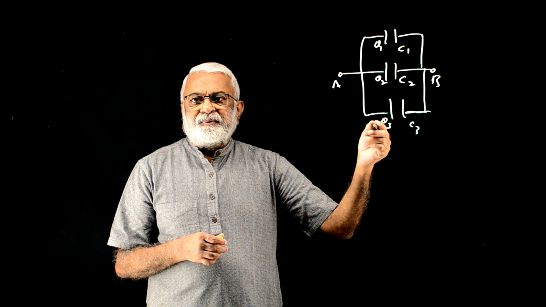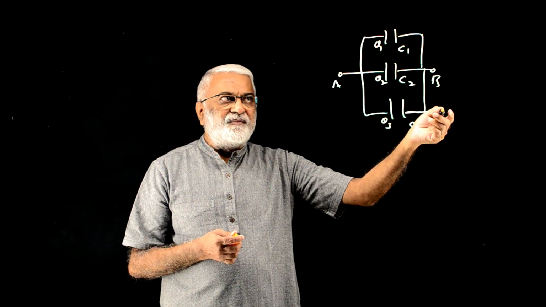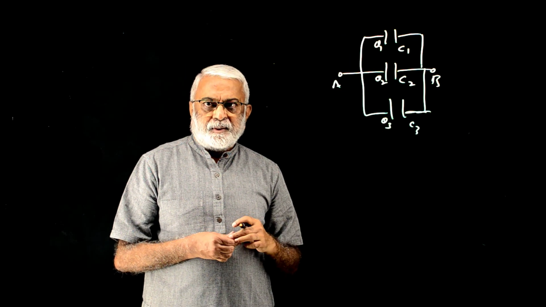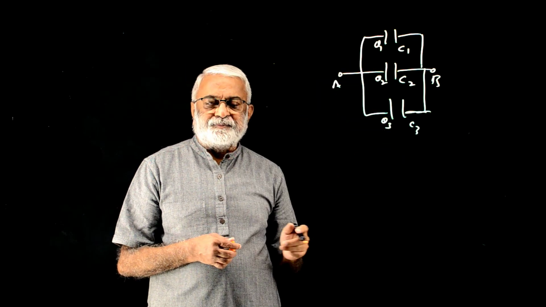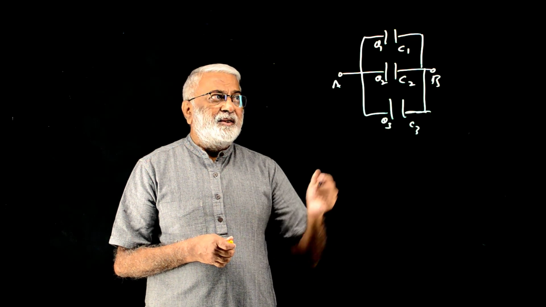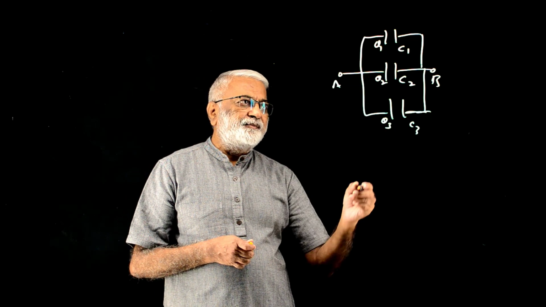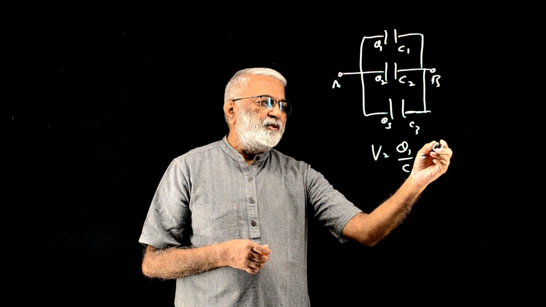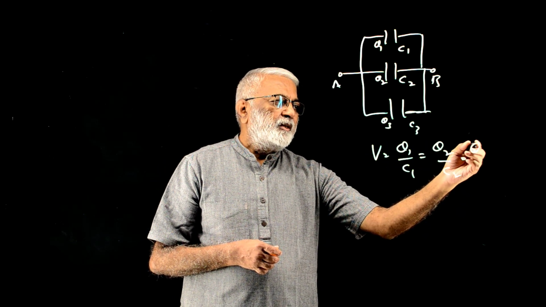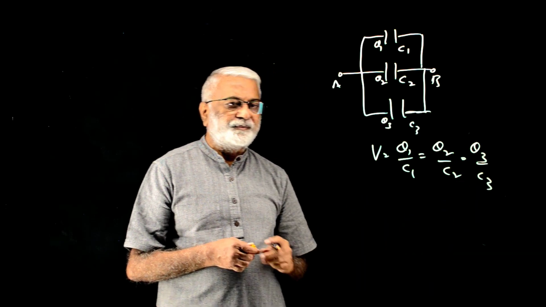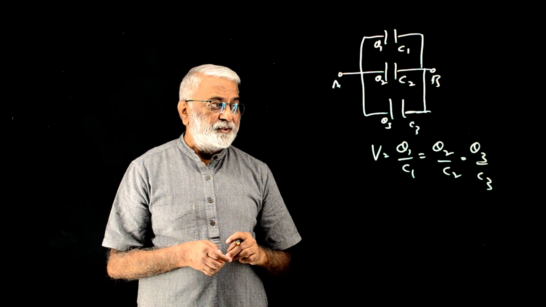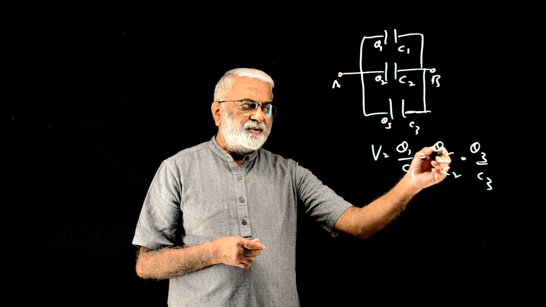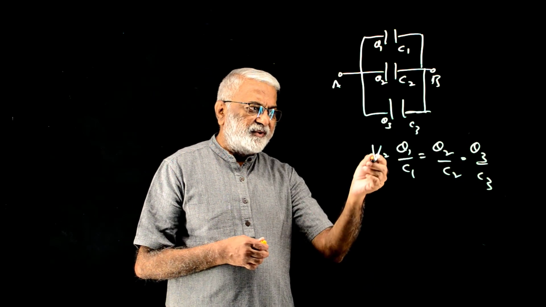Mind you, the potential difference between the terminals A and B, if we call it V, is the same for all the three capacitors. So potential difference is common in parallel connection. Charges are different. So if you write an equation for each individual capacitor, you will get that V is Q1 by C1, also Q2 by C2, or Q3 by C3. So you can see that Q1 is C1V, Q2 is C2V, Q3 is C3V, sorry.